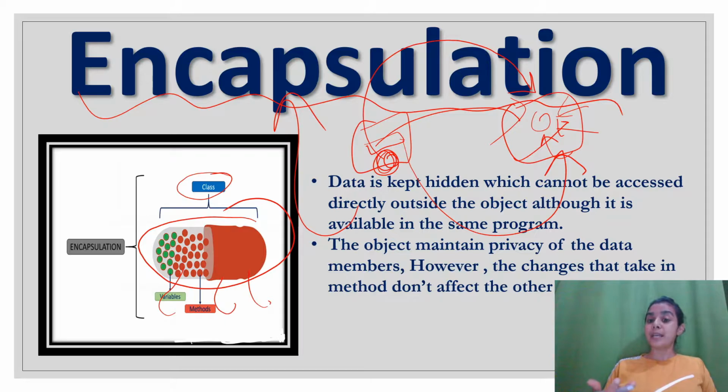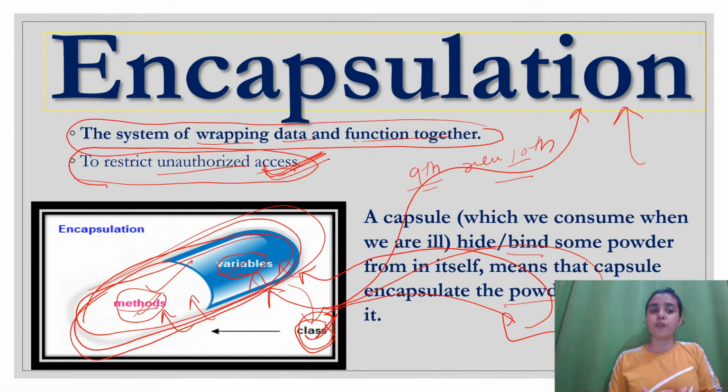Data is kept hidden which cannot be accessed directly outside the object, although it is available in the same program. Still the object maintains the privacy of the data members. However, the changes that take place in the method don't affect the other object. One definition is enough for that, that is wrapping data and functions together.